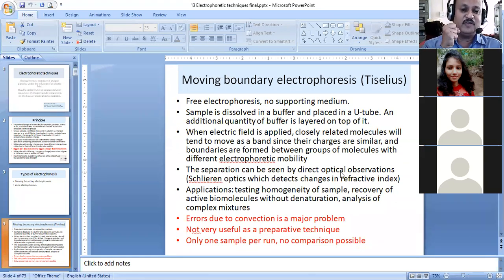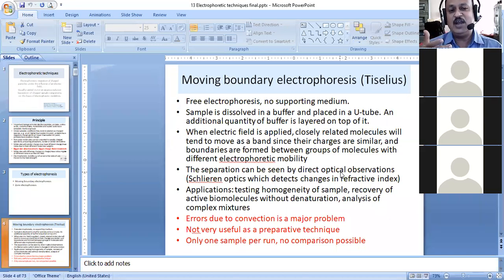Okay, it may be a gel or it may not be a gel, whatever it is, and then we can use that particular purified component for a certain application. You're getting me? Okay, so this particular technique is not very useful as a preparatory technique. Why is it not useful?